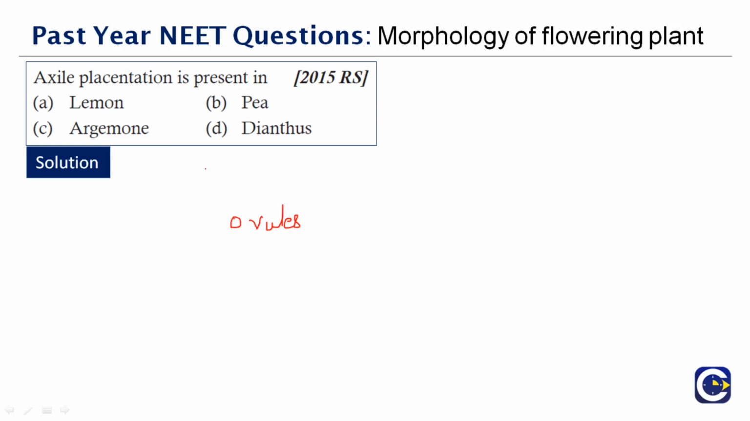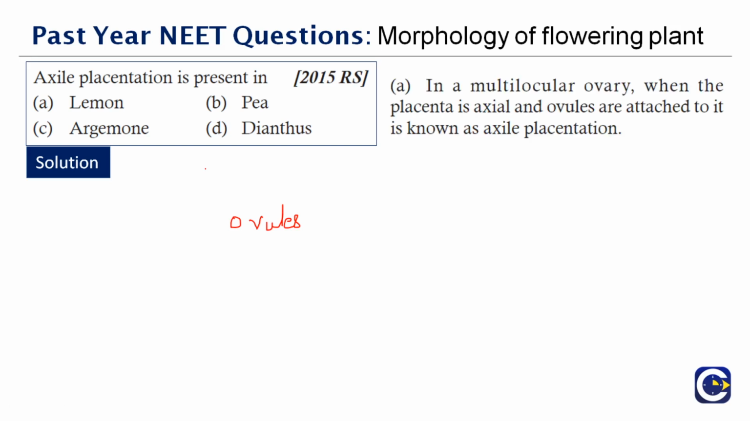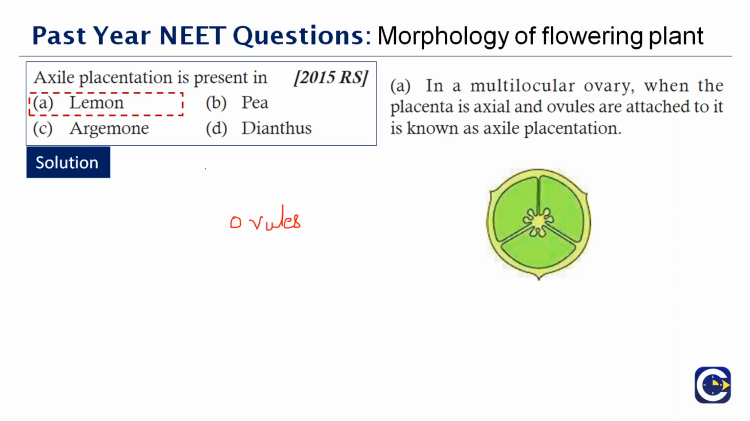So when we generally talk about the word placentation, we always refer to the arrangement of the ovules in the placenta and the placentas in the ovary. Okay, so axial placentation is present in what? It is present in lemon. In a multilocular ovary, when the placenta is axial, the ovules are attached to it, and that is called axial placentation. So you can see how the axial placentation takes place. This is how it is seen in a lemon.